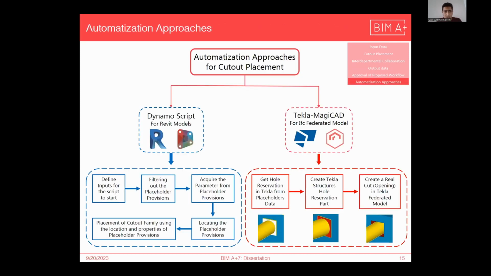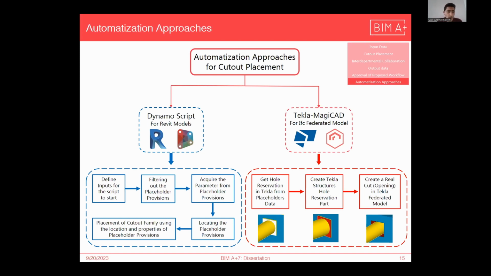The last step is the automatization process. During this process, we figured out that there is one activity that takes a long time, and it's repetitive work, that is the placement of the cutouts on top of these placeholders. So we have two different ways to get this automatization. We can create Dynamo scripts for the Revit federated model, and we can also use the Tekla Magicad plugin, which is the hole generation for the IFC federated models, taking into consideration all the 3D models from all the core departments and all the building departments as well.